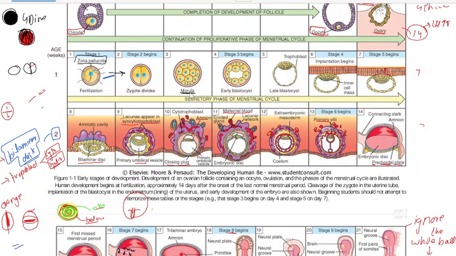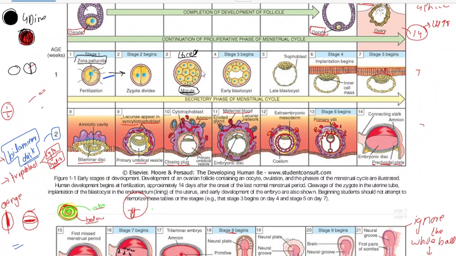When it divides into 16 cells, for example, this is a ball, and in the ball there is a zona pellucida, and inside there are cells dividing and dividing. When 16 cells are created inside the ball, we call that stage the morula.